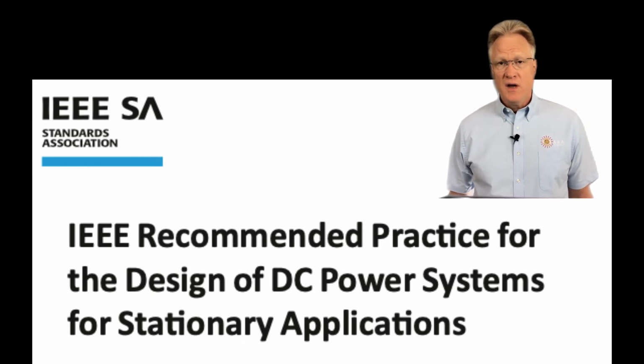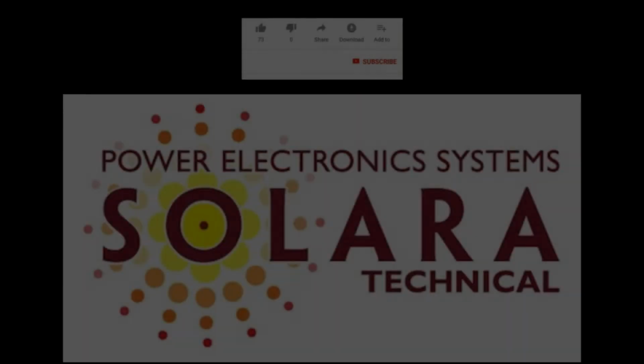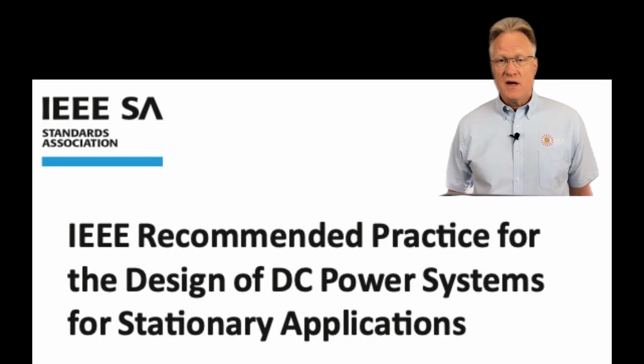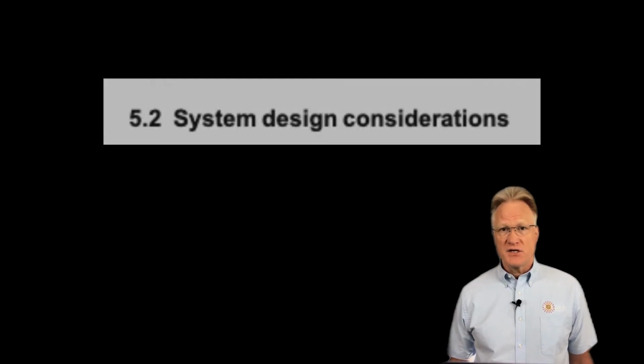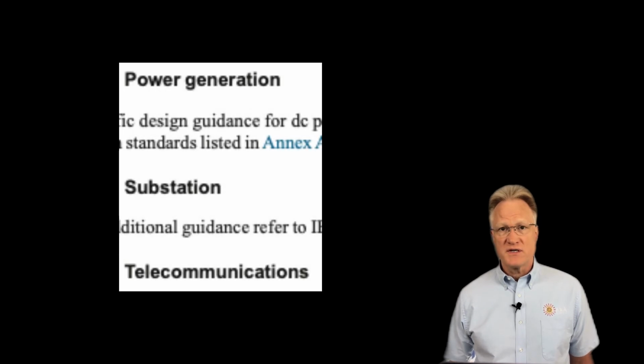In today's video, I'm reviewing IEEE's 946, Section 5.2. In my last video, I introduced you to IEEE's 946 standard. The link's at the end of this video. As stated in my last video, 946 is the spec governing the design of DC power systems for stationary applications. Section 5.2 discusses system design considerations. As before, three subsections will be summarized: power generation, substations, and telecommunications.